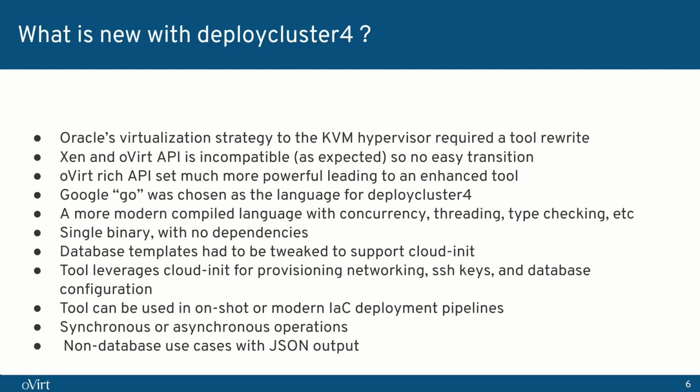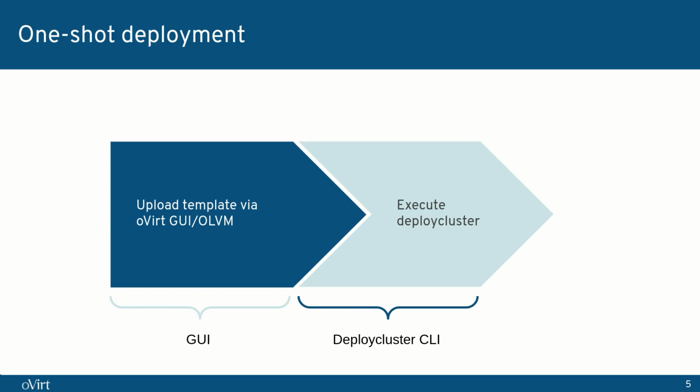But the focus here for this presentation is for database deployment usage, and I'm going to show you how we do that. So let's take a look at a typical deployment, and what you would need to do is the following. First, in a deployment with deploycluster, you would have to upload the template via the oVirt GUI to your data center and cluster. And secondly, you would use deploycluster as a one-off single shot via the CLI to deploy your single instance or rack.